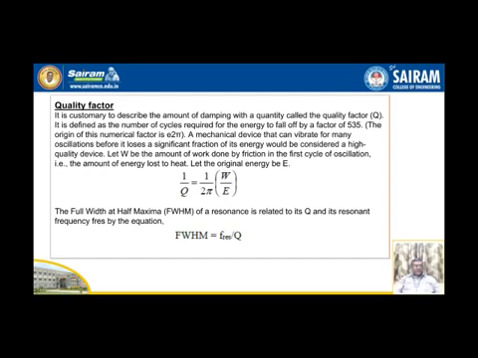Let W be the amount of work done by friction in the first cycle of oscillation, that is the amount of energy lost to heat. Let the original energy be capital E. So by that time we can write 1 by Q, that is 1 by quality factor, is equal to 1 by 2 pi into W by E. The full width at half maximum, that can be written as FWHM, of a resonance is related to its quality factor Q and its resonant frequency, that is FRES, by the equation FWHM is equal to FRES by Q.